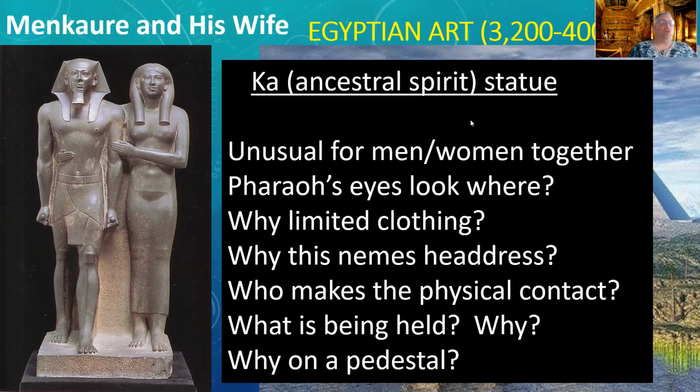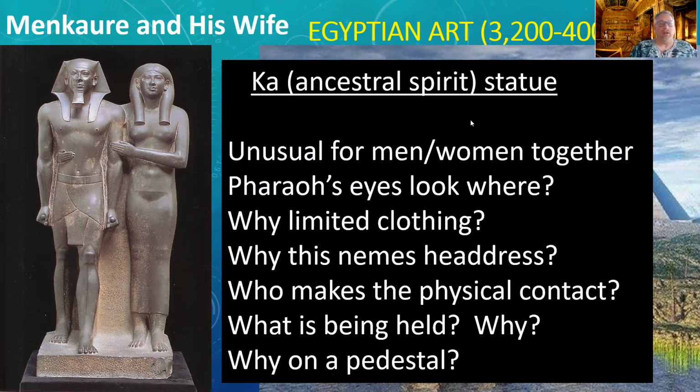The pharaoh's eyes look where? We should look at that. The pharaoh's eyes look past us. They're not looking at us. They're looking right over our head. And that's the way we tell, even today when politicians are on TV, they look just above. They don't look directly at the camera, at the eye. They look just above the camera. So they're looking past, over the head of everyone.